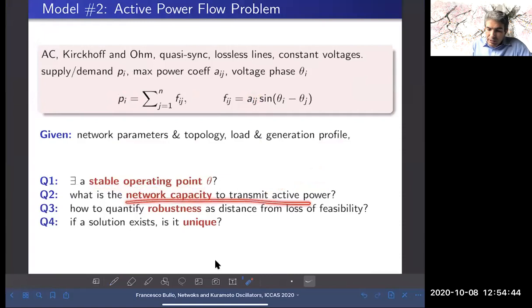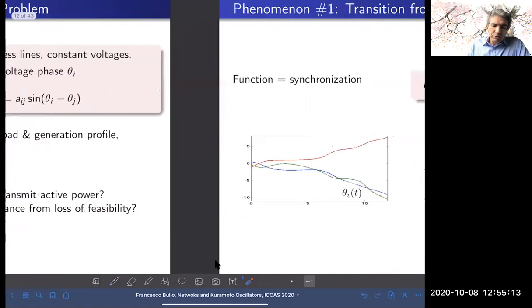How much power can I transmit? Another one is, how far am I from loss of feasibility, from the network being unable to transmit that power? Because that for sure will mean that I am close to some instability, to some bifurcation, and something practically undesirable will occur. And finally, this is something for the second half of the course, is my operating condition unique or are there others? And we will see that there are several for this set of equations. So, okay, these are interesting questions.